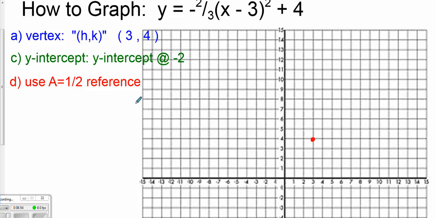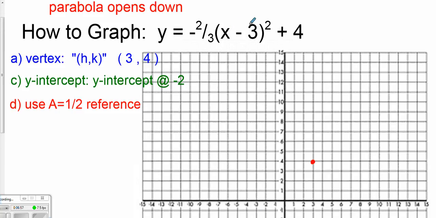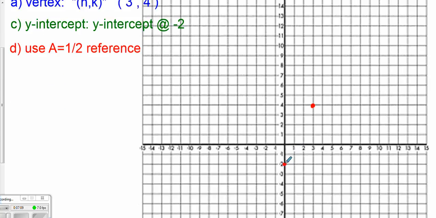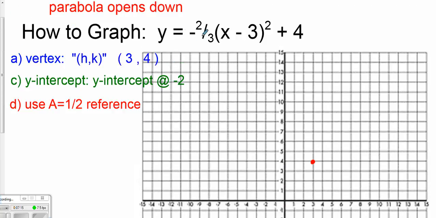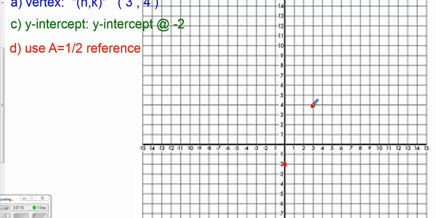Here is my vertex. Plugging in 0, I get negative 3 squared is 9, 2/3 of 9 is 6, but negative 2/3 of 9 is negative 6, plus 4 is negative 2. So here is my y-intercept. Now I'm going to use my 1/2 reference, but because this is negative, I'm going down. So instead of over 1 up 1, I'm going over 1 down a half. Here and here. Instead of over 2 up 4, I want half of that, over 2 up 2, but it's actually going down. So down 2.